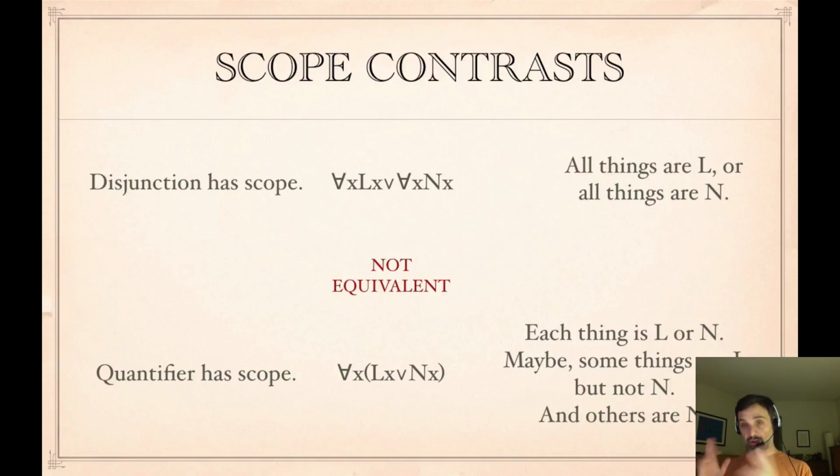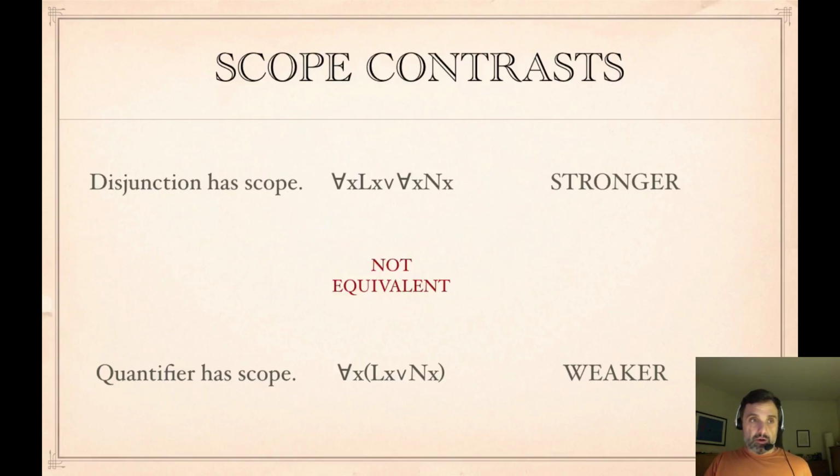There are two ways you might be. You might be lonely or you might be a novelist, but not both. So in that case, the bottom sentence is true. Each thing is either lonely or a novelist. But some people are novelists and others are lonely, and neither are both. And so the top sentence is false. It's not true that everything is lonely. And it's also not true that everything is a novelist. And so both of the disjuncts are false. And so here we can see that they say different things.